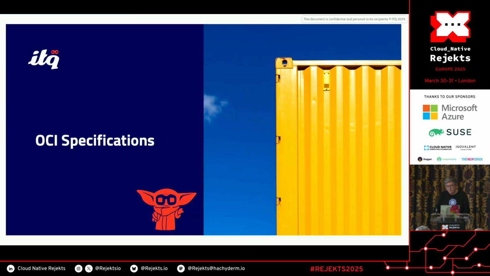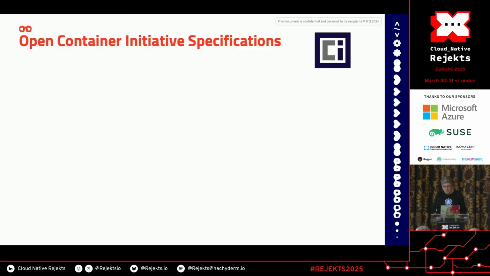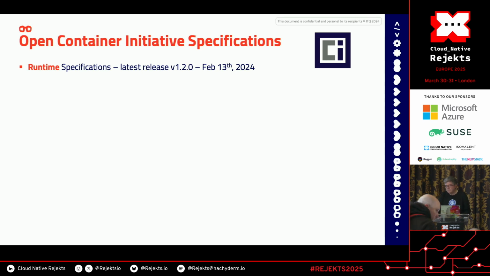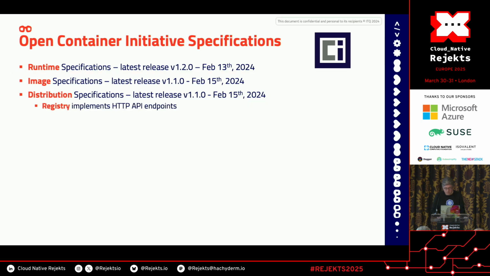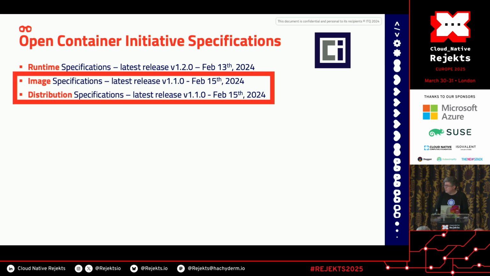So first, OCI specification. OCI means Open Container Initiative. This is a Linux Foundation project that defines 3 specifications. The first one, the runtime specification, defines how the container image runs on the host. The image specification defines how an image is structured. And then the distribution specification defines how to store and distribute your images along your platforms. Today, we will have a look at both image and distribution.